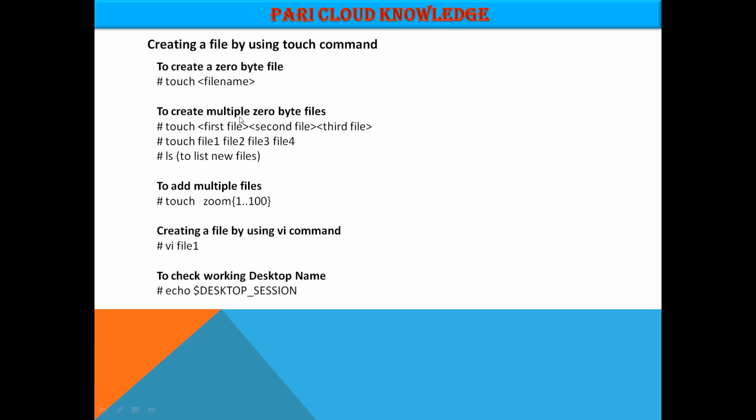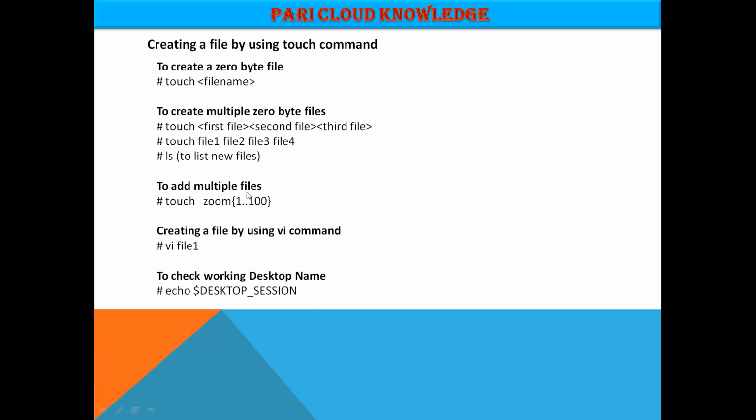And if you want to create multiple 0 byte files, just type touch, then file name one, file name two, file name three, dot dot file name n. For example, you can see touch file 1, file 2, file 3, file 4. And if you want to check, then you just type ls to list the new files.